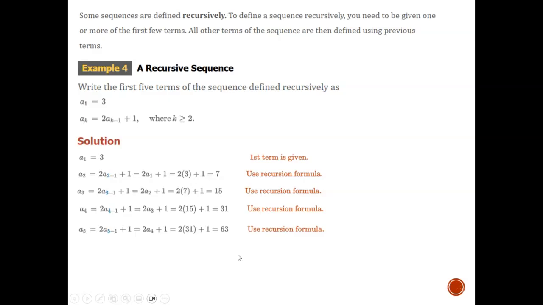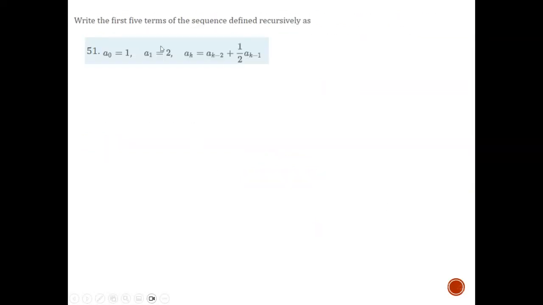So that's how we use a recursive formula. We're always using a previous term of the sequence to get the terms of our sequence. Okay, so here we list the 5 terms of the sequence that we got. The first one was 3, and then we found 7, 15, 31, and 63. Here is another example of a recursive sequence. In this one, they're giving us the 2 previous terms.